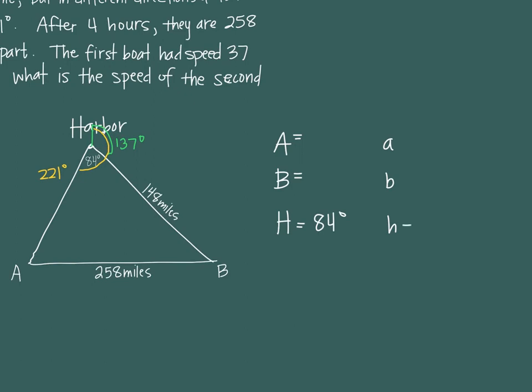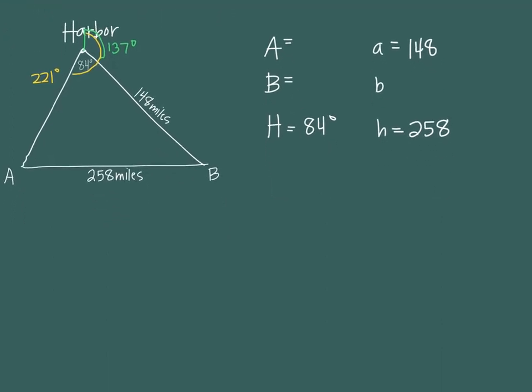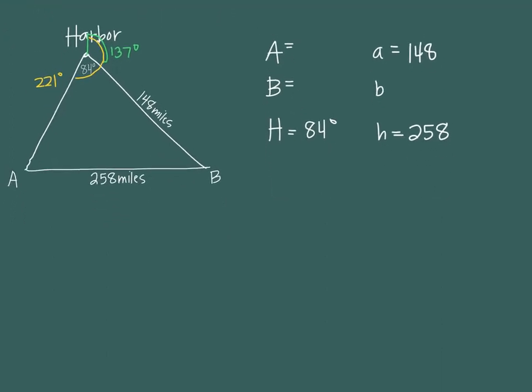Okay, 258 is H because it's directly across from the harbor. Where do I put the 148? For A. And that is enough. All right, now I need to start working on, I've got a pair of values, so I want to set it up and start working on cross multiplying.